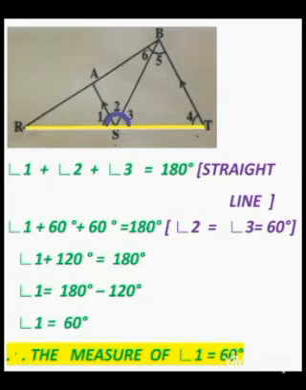So 60 plus 60 is how much? 120 degrees. So angle 1 plus 120 degrees is equal to 180 degrees. So now let us transpose 120 to the other side. Then angle 1 is equal to 180 degrees minus 120 degrees. So angle 1 is equal to 60 degrees. So the measure of angle 1 is equal to 60 degrees.